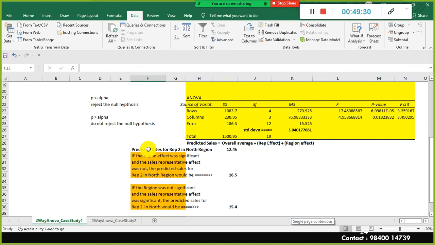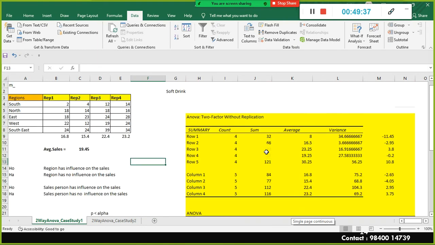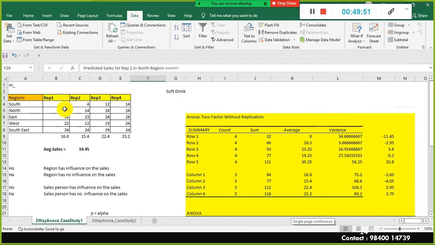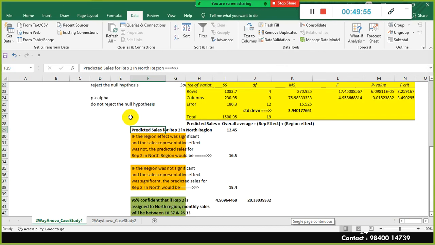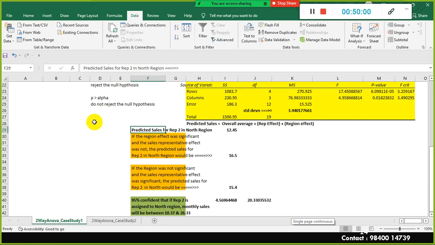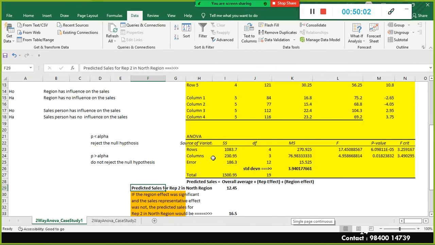And the next one is, with ANOVA itself, you can do the estimation. Supposing your manager is asking you, if I deploy salesperson rep 2 in the north region, what is the predicted sales? If I deploy the rep 2 person in north, how much sales can I expect? Based on this data, how much average sales can I expect?